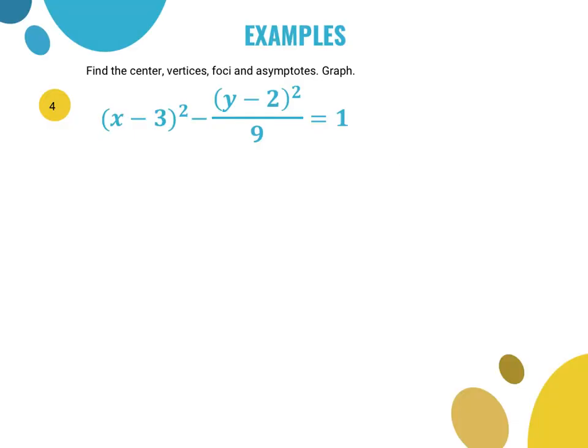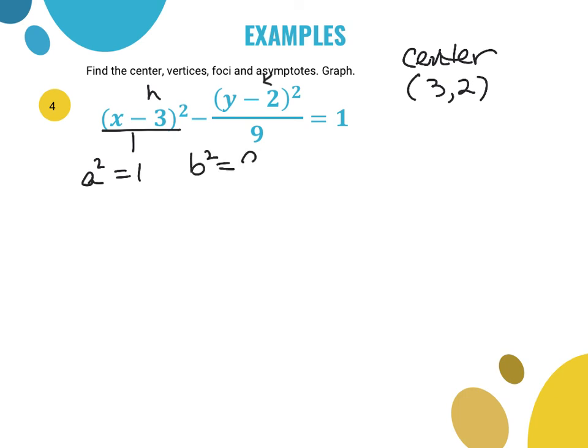Okay, so I could put a 1 under this, because there's an assumed 1. I can pull out my center. My center is at 3, 2. This is H, this is K. My A squared equals 1. My B squared equals 9. A equals plus and minus 1. B equals plus and minus 3.